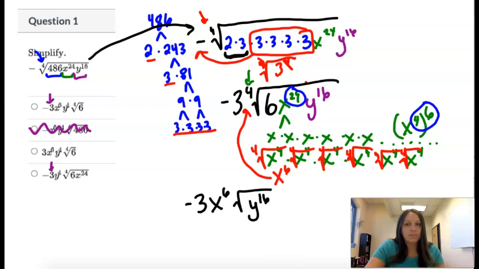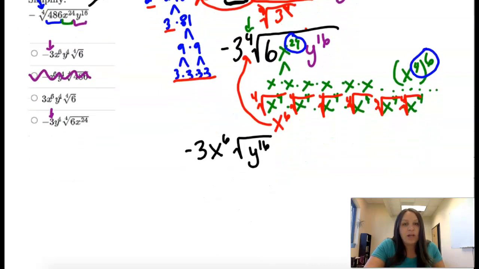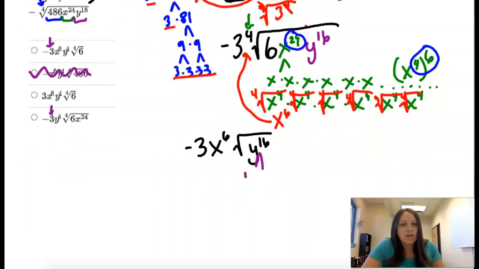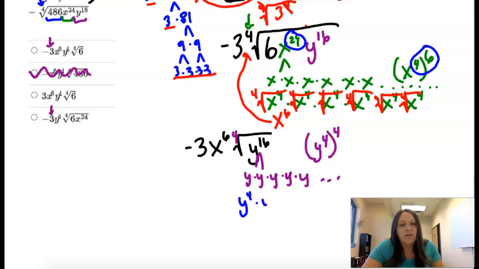This part. So same thing, when I break apart y to the 16th, that means I have 16 y's. But I want to break them into 4s because of my index number here that I forgot to write. So I have y to the 4th. I need 16 here, so I'm going to need 4 times because these multiply to get that number. That's one of our exponent properties. So if I break down y to the 16th, I really have y to the 4th, y to the 4th, y to the 4th, y to the 4th. I have 16.